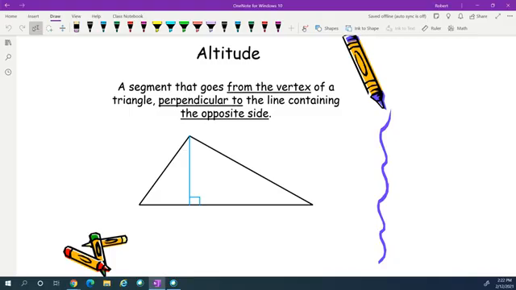Now, that language makes it sound a little tricky, but it isn't. Think about it from the vertex perpendicular to the opposite side. So the blue line here is the altitude or the height of the triangle. Now, why does it have to have that language, the line containing the opposite side?